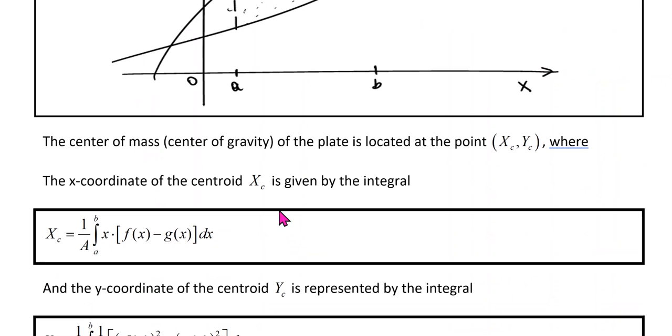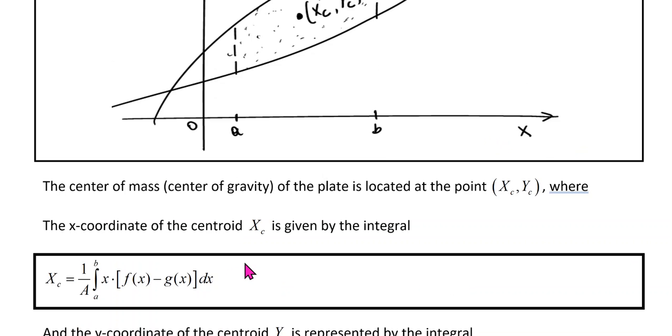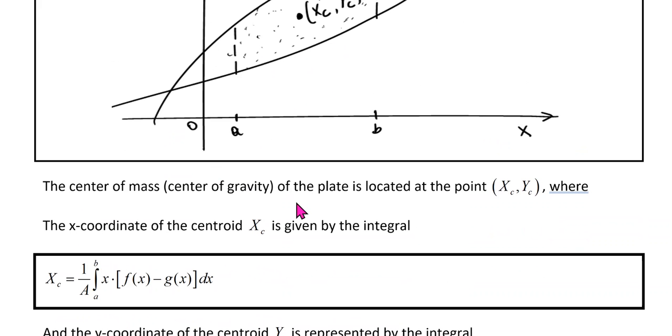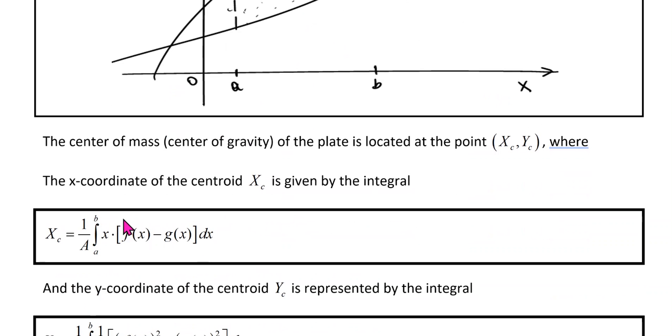So for this case number 2, the formula is that you use x sub c equals 1 over A times the integral from a to b of x times quantity f of x minus g of x. So f of x is the top function, and then g of x is the one below, the bottom one. So that's the difference between case 1 and case 2 here.